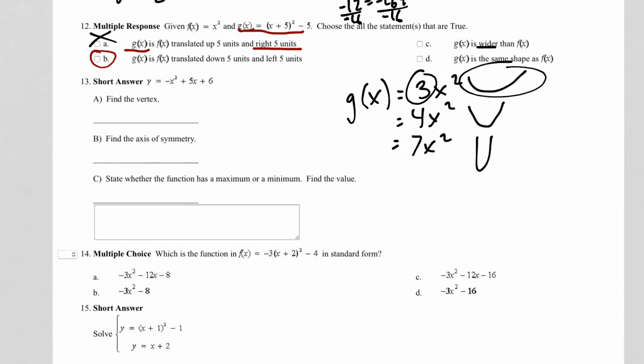Now when I look at f of x and g of x, the A value is the exact same thing for both. It's 1 and 1, right? So for g of x to be wider makes no sense. That one is incorrect. Let's cross it out. And finally, D, g of x is the same shape as f of x. That one is true, right? We just said that since A is the same, they have the exact same shape. So yeah, maybe one is translated in a different place, but it has the exact same shape because the A value is the same. In this case, B and D are both correct.